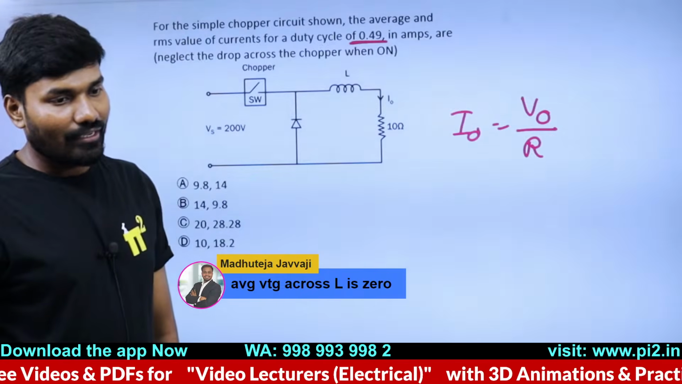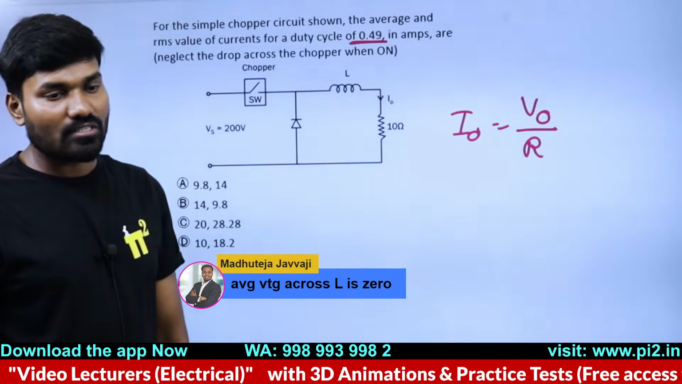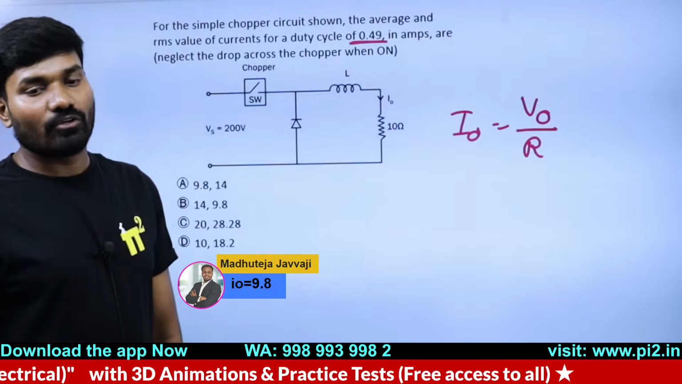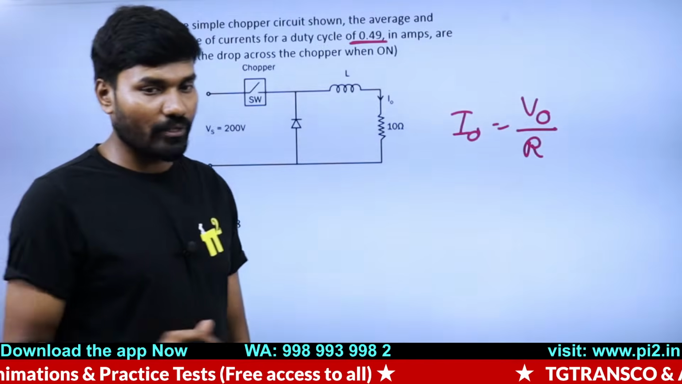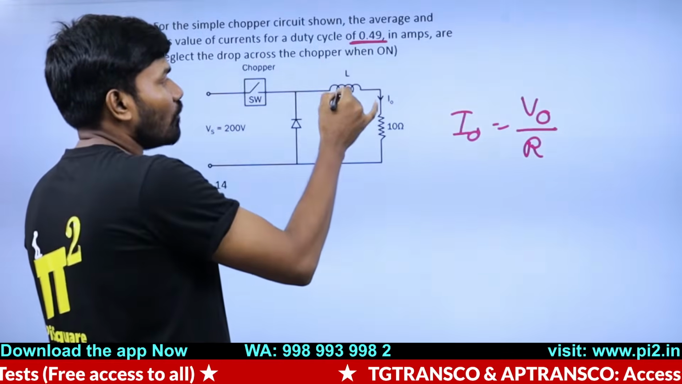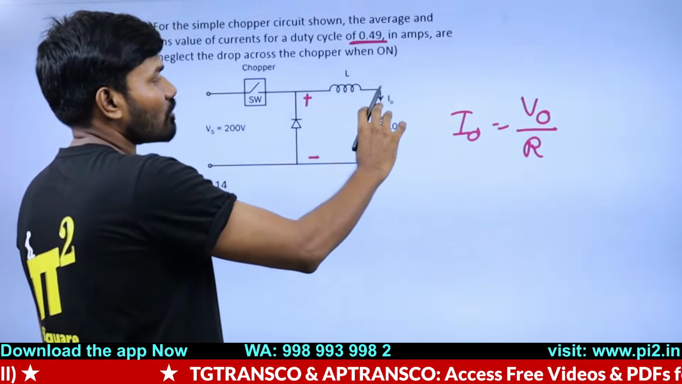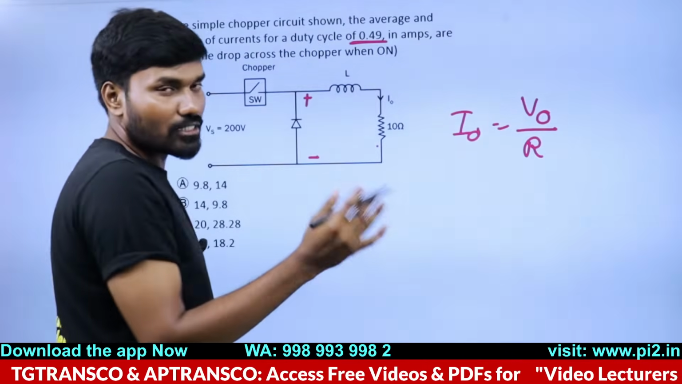He said clearly the average voltage across the inductor is 0. And the final answer he is saying, I0 is equal to 9.8. That itself gives option A as the right answer. Very good, buddy. As the average voltage across the inductor is 0, the total average is the average of this plus the average of this, so the total average voltage equals the voltage across the resistor, both are the same.